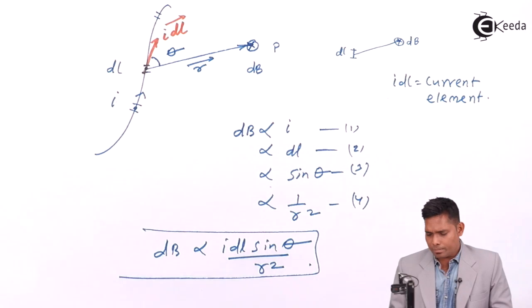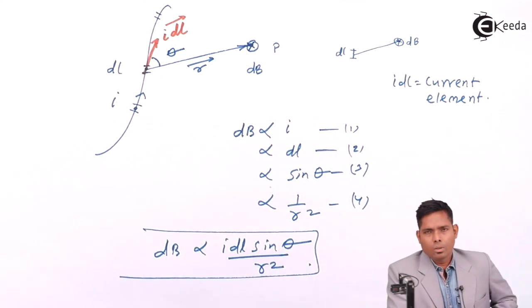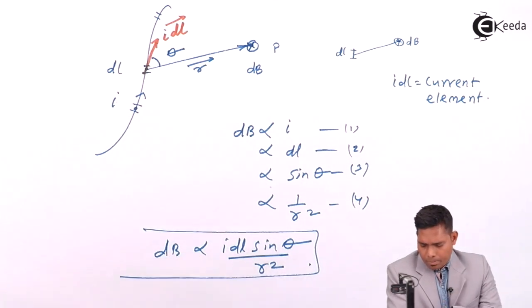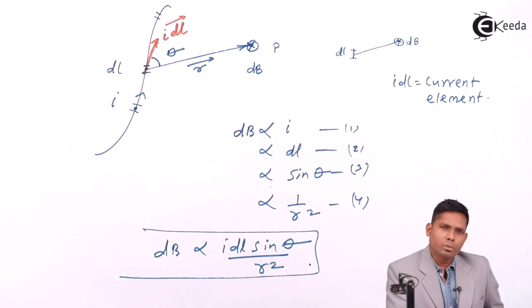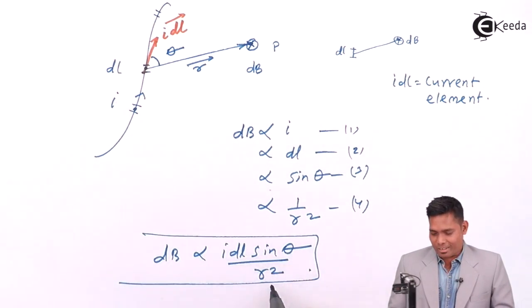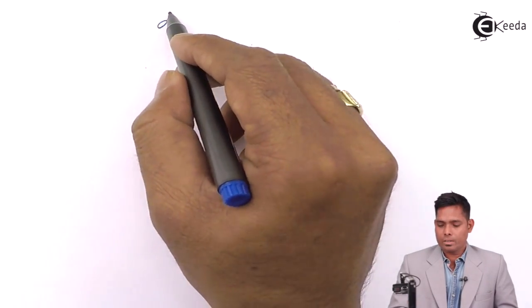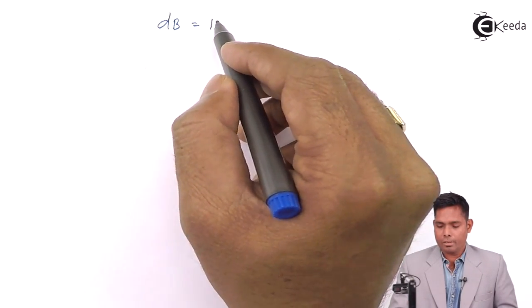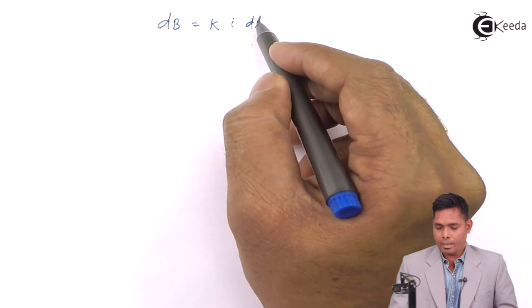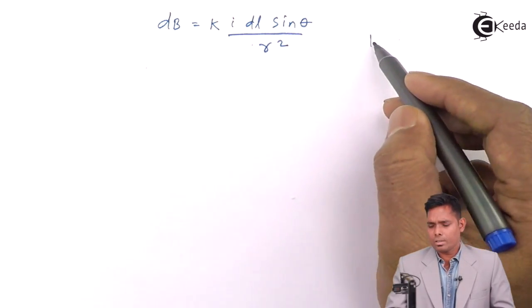So in this expression, we'll introduce a constant, because this is a proportionality sign. So we have to write in terms of equation, we have to introduce one constant. So this is the expression in proportionality form. I'll convert this into equation. So dB is equal to some constant I will introduce, k, I dl sine theta over r square. This k is a constant.